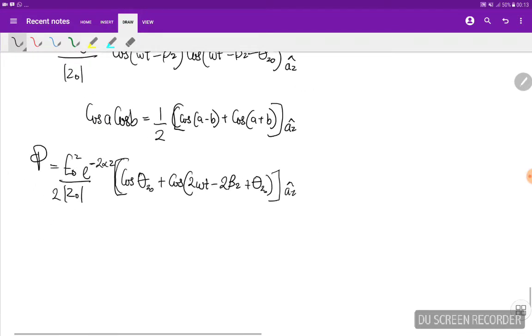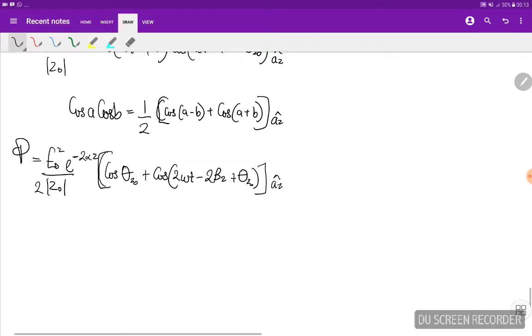This is our pointing vector. Now to find the average power, the average power is going to be 1 over T integration from 0 to T of our pointing vector.